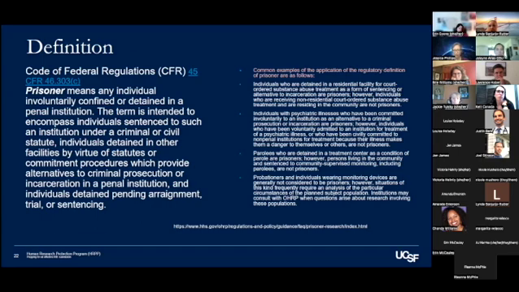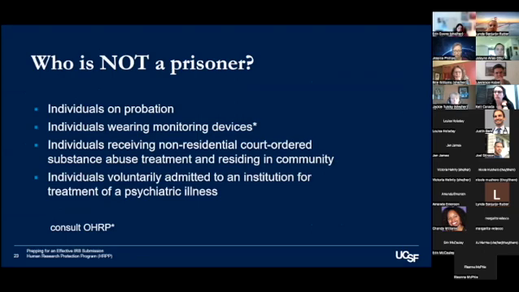Here we have who is not a prisoner: someone on probation, wearing a monitoring device, receiving non-residential court-ordered substance abuse treatment and residing in the community, and or someone voluntarily admitted into an institution for treatment of a psychiatric illness. We certainly see different scenarios these days. So your IRB could contact the Office of Human Research Protection to confirm that we're understanding the definition correctly.